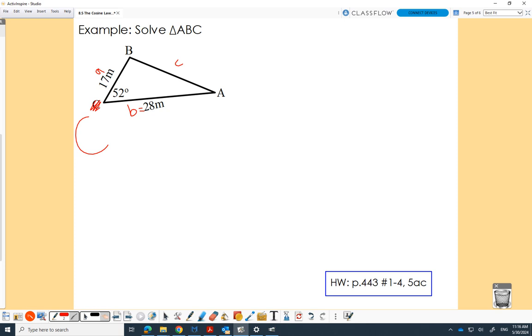So if I'm using cosine law, I'm going to be going after C, A, or B. Got to be C. I've already got that. Without peeking. How much can you do? C squared equals, who wants a shot at it? Who thinks they got it? Pause. Yeah? It's the Pythagorean theorem.